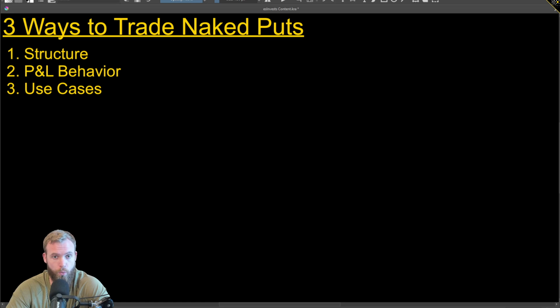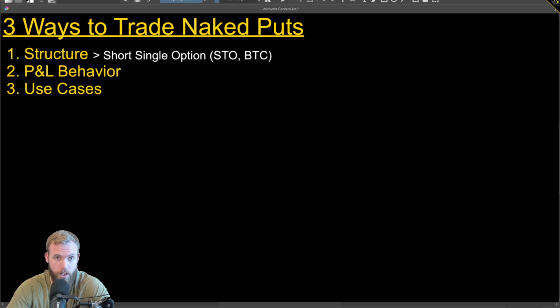So let's start with a review of the structure. And the cool part here is the structure is super simple. You'll see it's just a short single option. In this case, it's just a put. We sell to open a put option. Now, why would we do this, and what's the difference between a covered or cash secured put and a naked put really comes down to the backing behind the trade. So if you sell a put to open and it's cash secured, that means that you have the capital set aside to take the entire position if you were assigned.